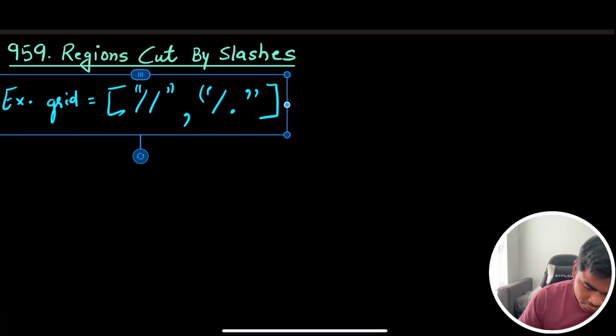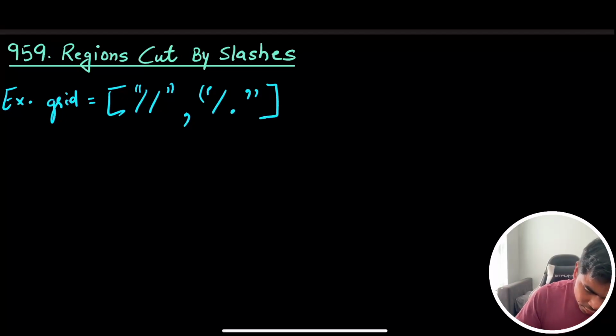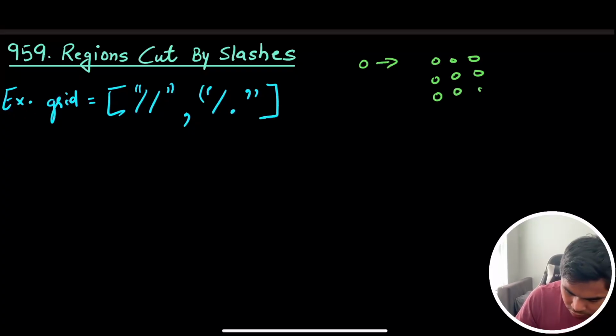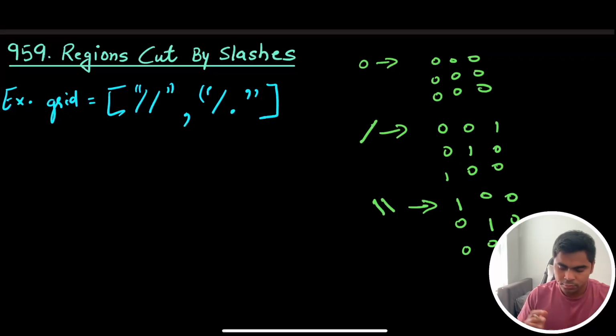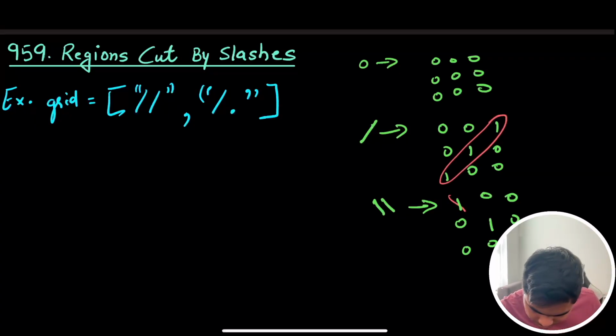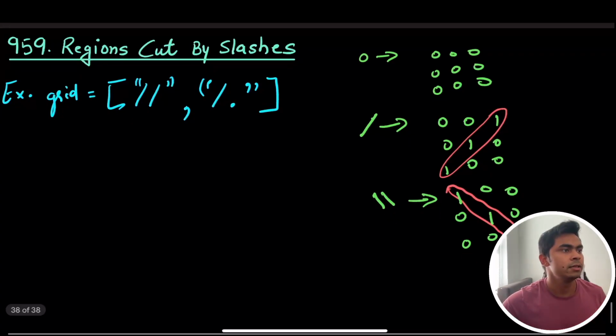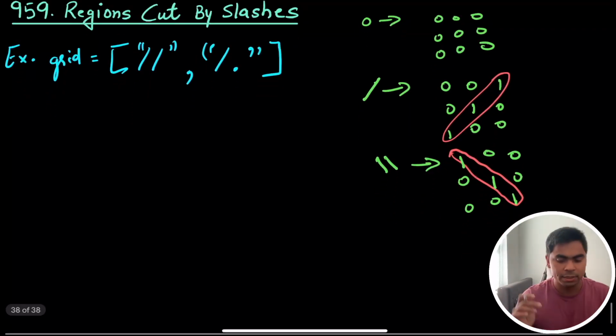All right, so let's draw this. So 0 would be 0 0 0 0 0 0 0 0 0, then / would be 0 0 1 1 1 0 0 0 0, and then backward slash would be 1 1 1 0 0 0 0 0 0. All right, so you can directly see right here that this is /, this is backward slash. If you can see, yes, you can. Awesome, you can see it.